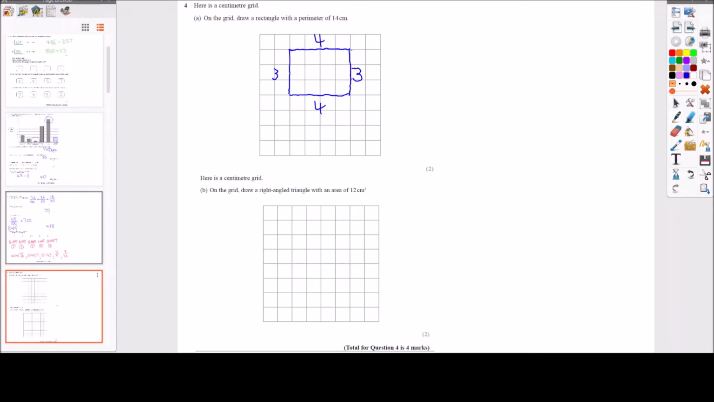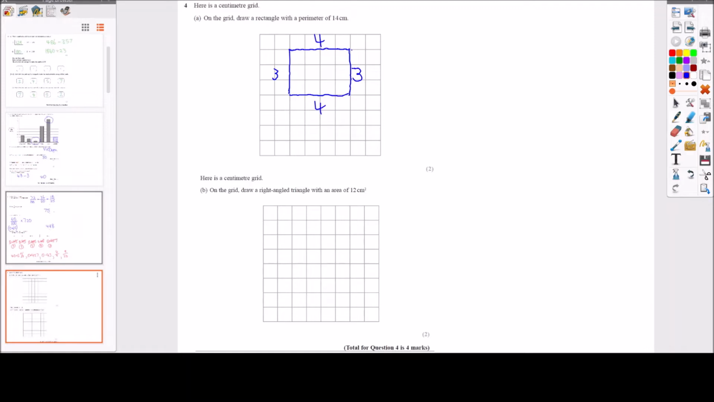Now, a right-angled triangle with an area of 12. So remember, a triangle takes up half the space of a rectangle. So what rectangle would we have? What would be the area of a rectangle if the area of the triangle was going to be 12? Well, the area of the rectangle would have to be 24.